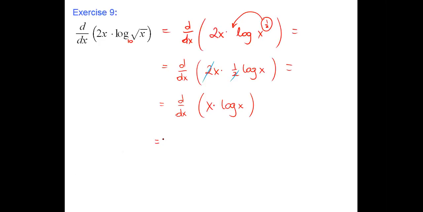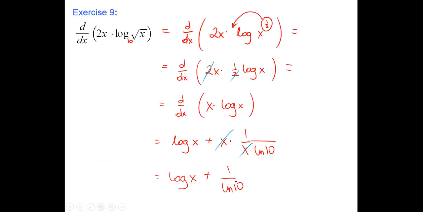And now let's find the derivative. We have to use the product rule. The derivative of x is 1 times log x plus x times the derivative of log x, which is 1 over x times ln of 10. And I can nicely see x is gone. Log x plus 1 over ln of 10. Okay, that we can see. Always simplify, use the properties, and then apply the formulas.